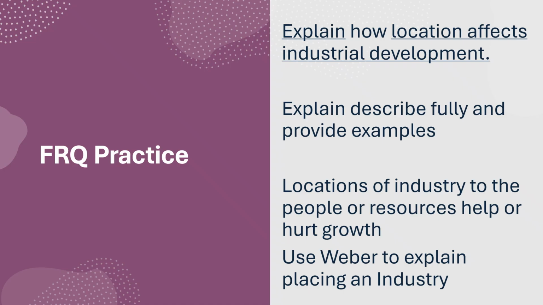A little FRQ practice for you. Explain how location affects industrial development. Once again, as in explain, we fully describe and provide examples. The locations of industry near people or away from people or near resources or away from resources can help or hurt growth. To discuss how it helps or hurts, you can use Weber's theory on placing a factory near the market, near the labor, depending on the transportation costs of the final product.